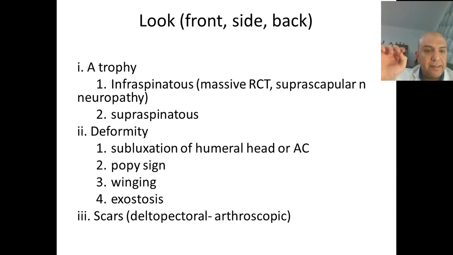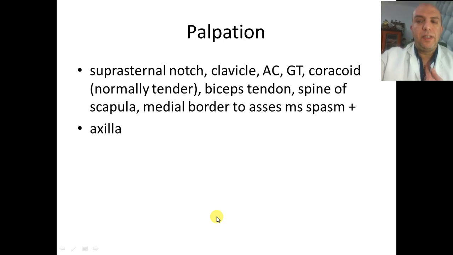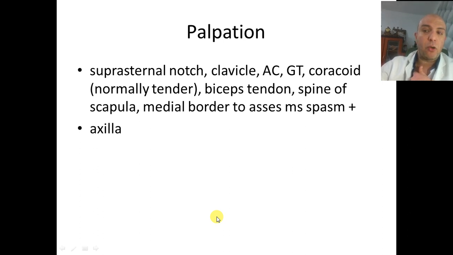Don't forget infraspinatus atrophy, which is a muscle below the spine of the scapula. Infraspinatus, you will compare to the other side by your eye. You will see something like grooves, a big groove in that region. Palpation: you start at the suprasternal notch, then come to the clavicle, then the lateral end of the clavicle, the AC joint. Below it by 1 cm is the coracoid. If you press hard, it is usually tender.